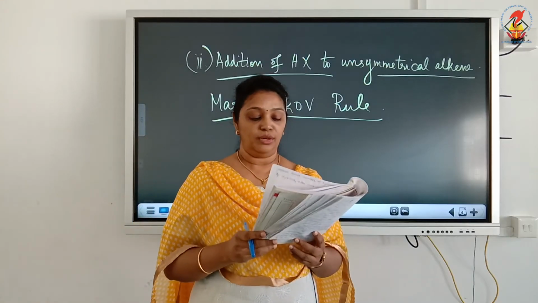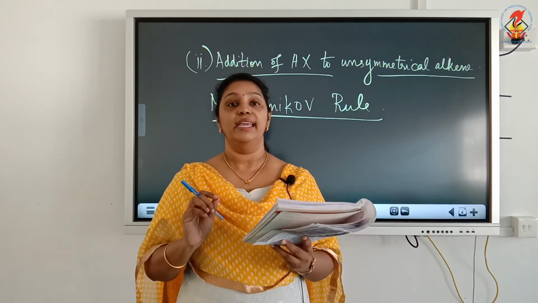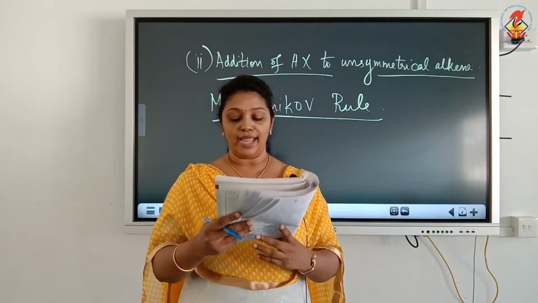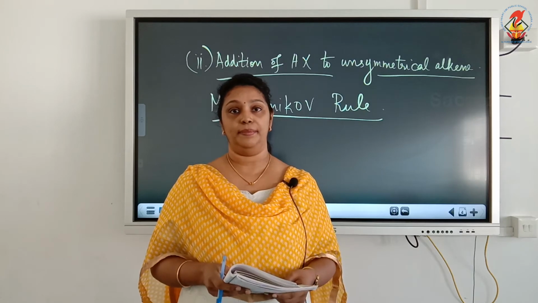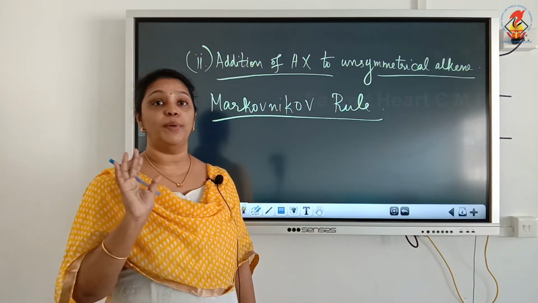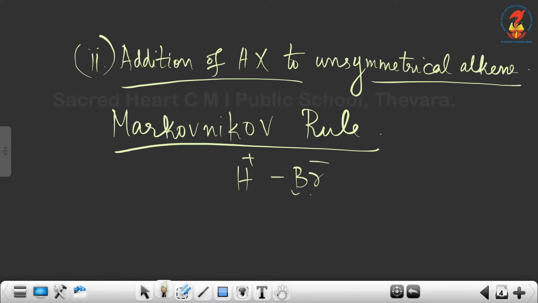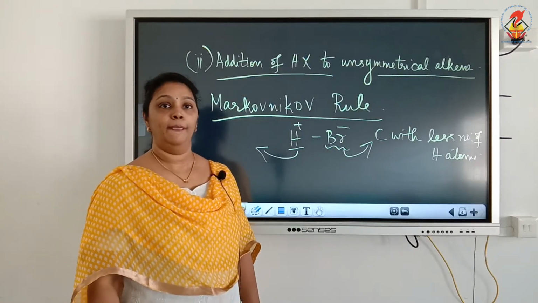Now the rule is this. The rule states that addition of hydrogen halide to unsymmetrical alkenes take place in such a way that the negative part of the addendum, addendum means adding molecule, goes to that carbon of the double bond which carries lesser number of hydrogen atom. So what is Markovnikov's rule? The negative part of the adding molecule. So suppose it is HBr. The negative part is Br minus. This Br minus will go and attack which carbon? Carbon of double bond with less number of hydrogen atoms. So this hydrogen will attack the other double bonded carbon atom. Okay, so this is Markovnikov's rule.